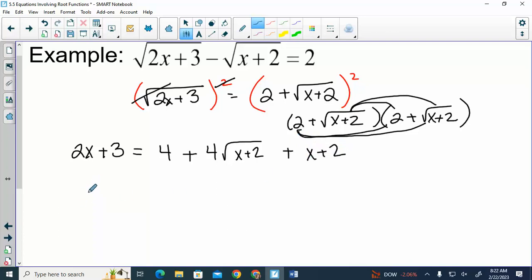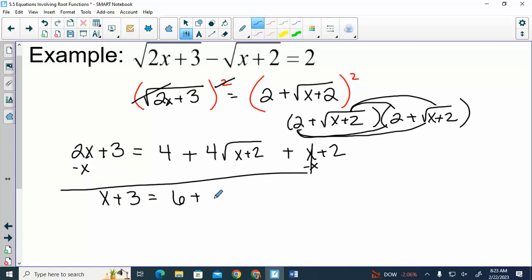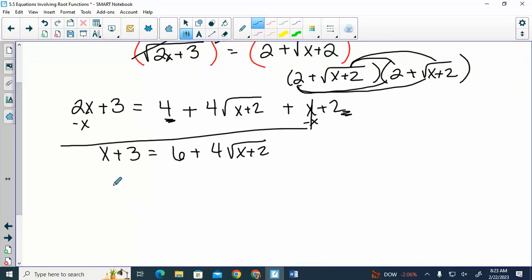Alright, so let's get this radical by itself. So can I subtract over my x? So I get x plus 3 equals 6. So then if I subtract over your 6, subtract my 6, x minus 3 equals 4 radical x plus 2.